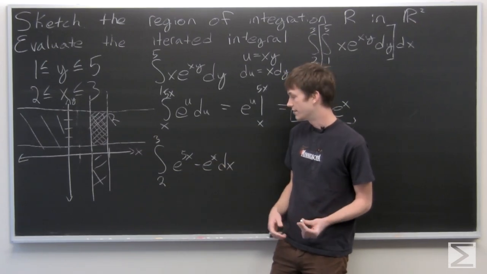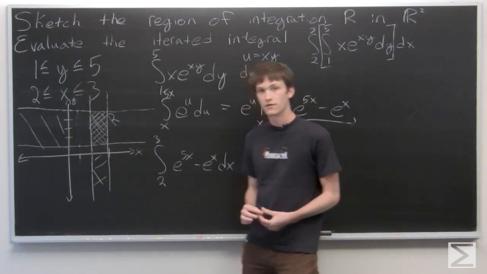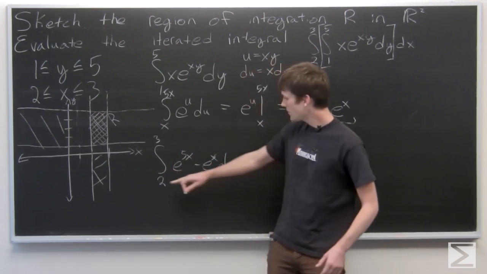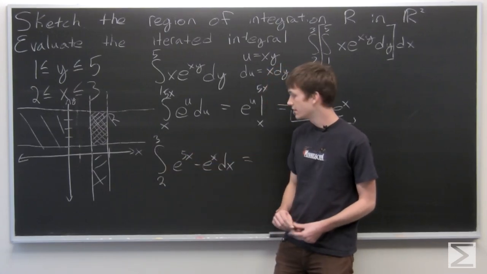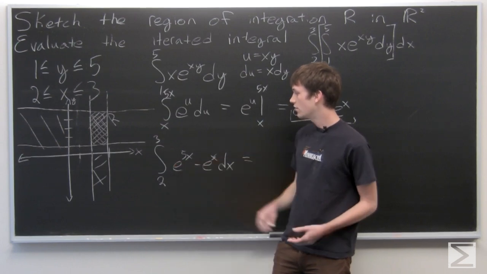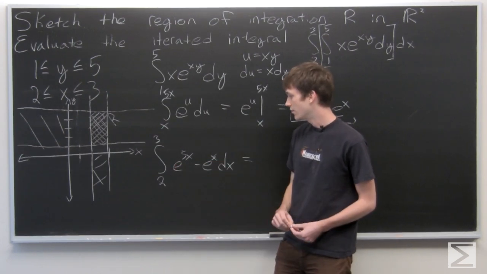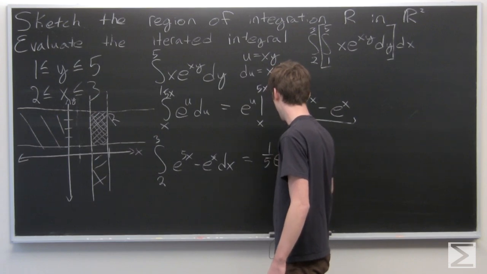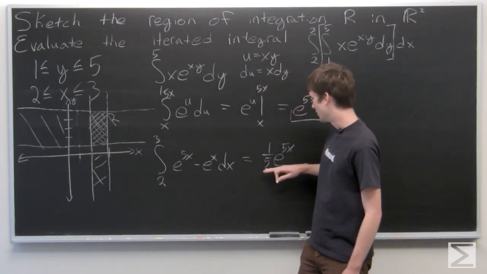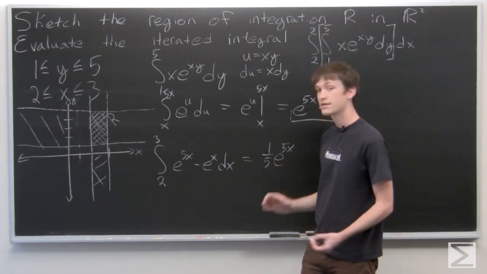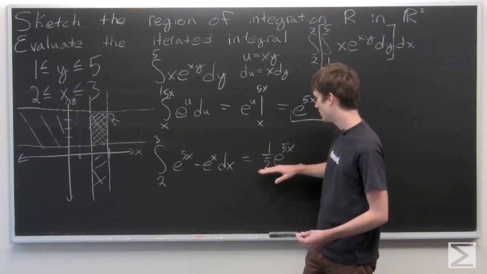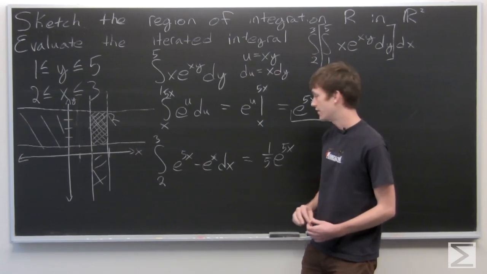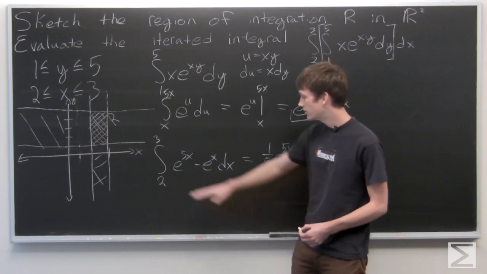And we know that the integral of a sum or difference is the sum or difference of integrals. So we can split this up into two integrals. And we get the integral from 2 to 3 of e to the 5x. Again, we could use u substitution, or this is a fairly common integral. So we know that it's going to be 1/5 e to the 5x, since the derivative of e to the 5x is 5 e to the 5x, times 1/5 is just e to the 5x, which is what we want.